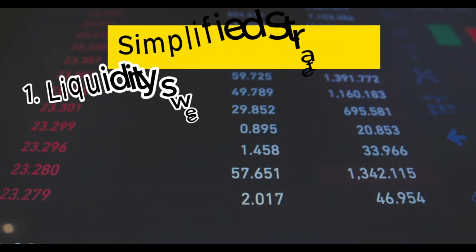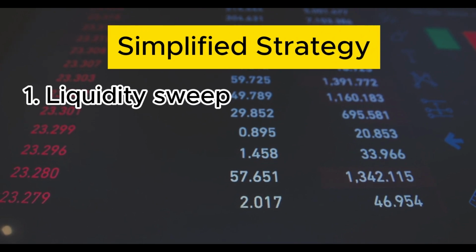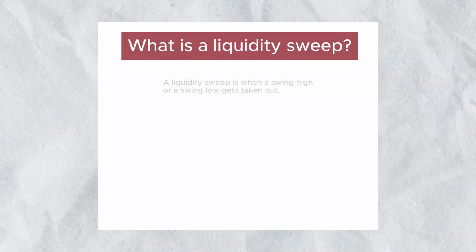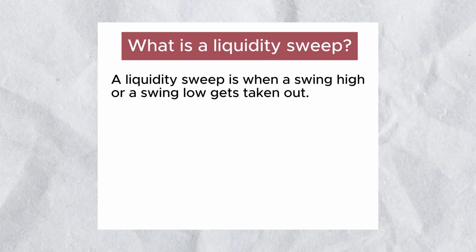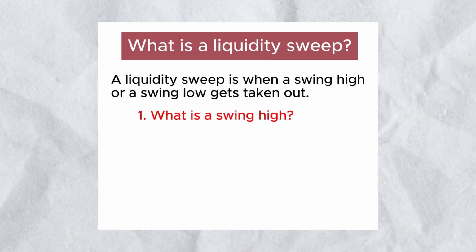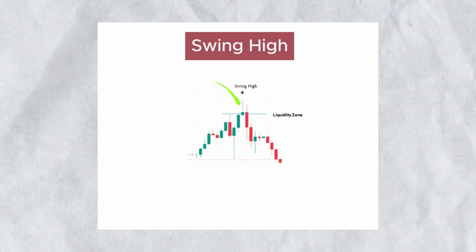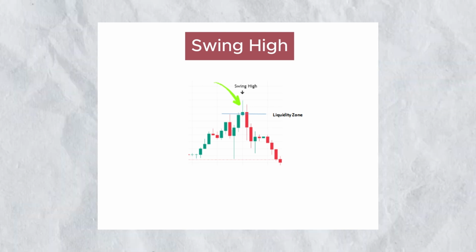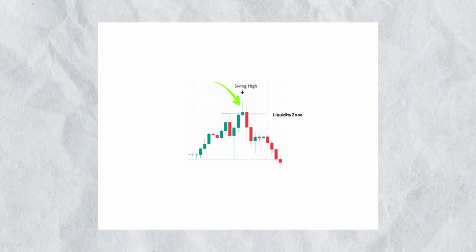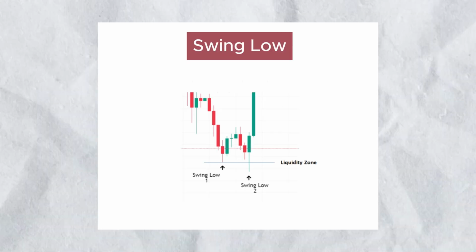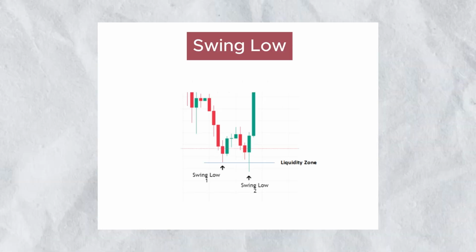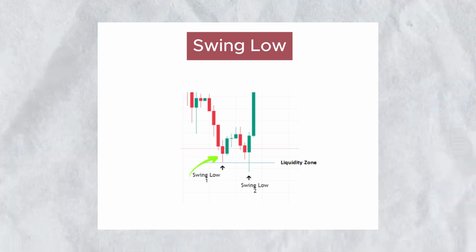The first part of our simplified trading strategy is the liquidity sweep. So, what is a liquidity sweep? A liquidity sweep is simply when a swing high or a swing low gets taken out. So, what is a swing high? A swing high, as you can see from the diagram shown, is a candle that has two lower wick candles. A swing low is a candle that has two higher wick candles. As you can see here, this is a swing low.